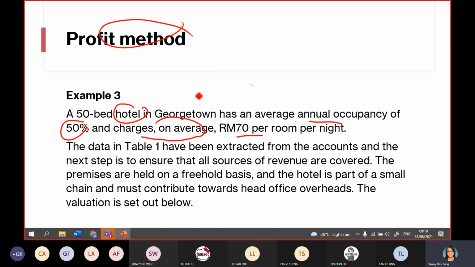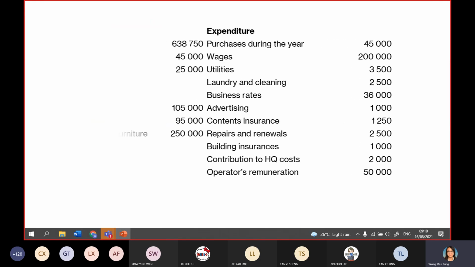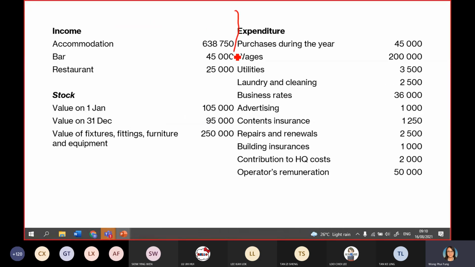So for profit method, in order for you to calculate it, you need to extract the account of the business, which means you need to request the account from the business that you want to take over, so that you will know their source of revenue and the cost of operating. So say for example, this is the account, divided into two. This is the income that you have. First, accommodation. Then bar, of course, hotel sometimes they got bar, they got restaurant, so people come and eat and spend, then they got revenue.